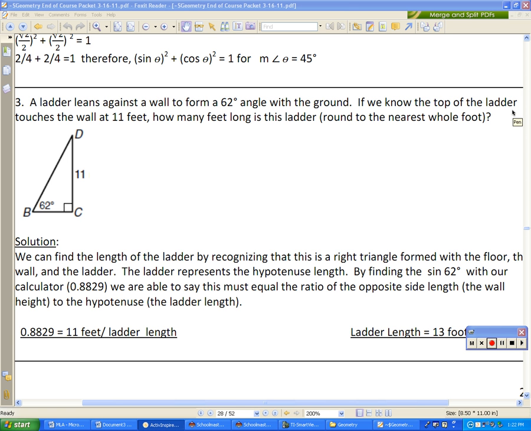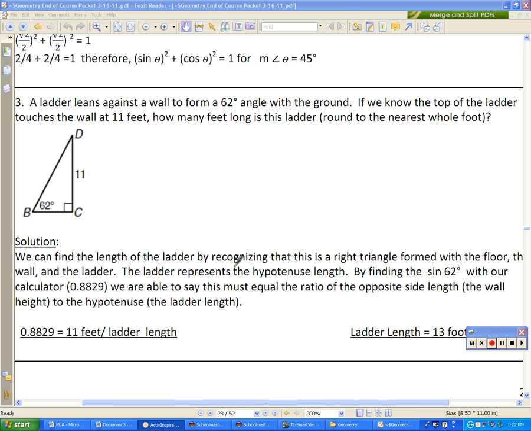It's always ladders. There's always ladders leaning on things. A ladder leans against the wall to form a 62-degree angle with the ground. If we know the top of the ladder touches the wall at 11 feet, how many feet long is this ladder? We want to round to the nearest whole foot. So this is pretty much the same as what we were just doing. We just need to recognize that the ladder is that side of the triangle right there.